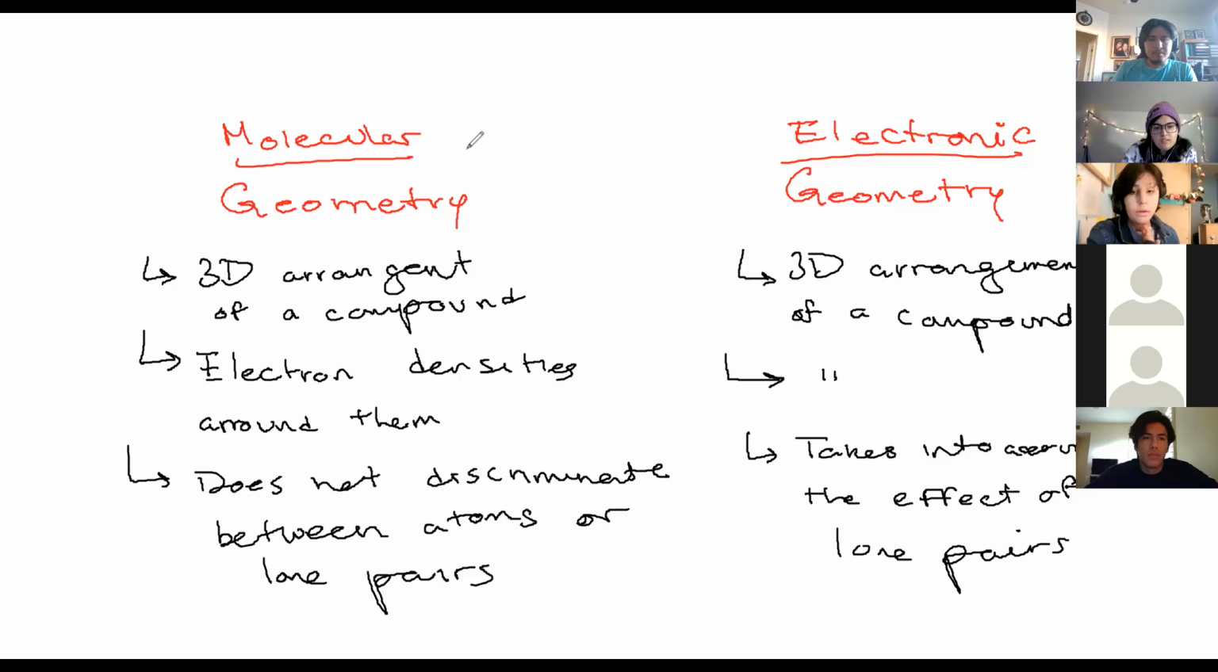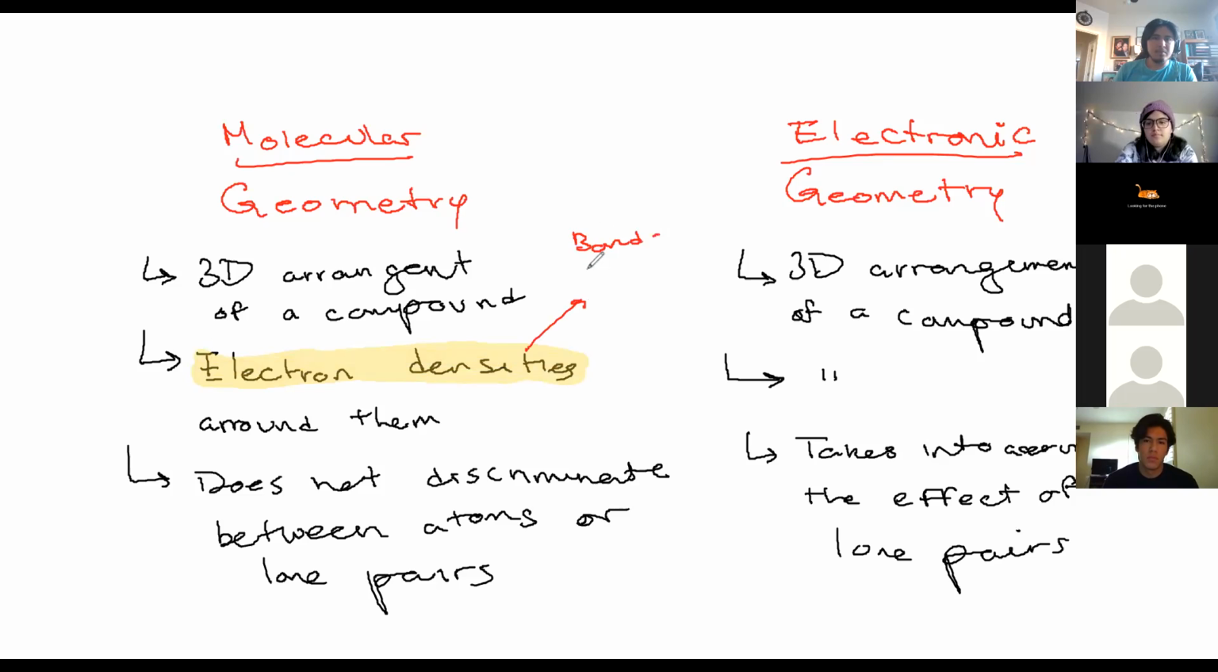Okay, so what do I mean by electron density? What I mean by electron density is just anything that might be around it. It can be either bonds or lone pairs, because that's where you can find electrons. Electron density is just wherever you can find electrons. And these can be either bonds between atoms, or lone pairs. Okay, does that make sense so far?